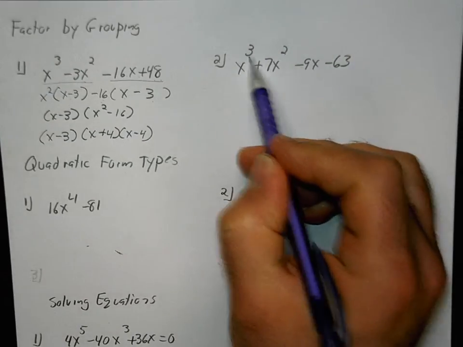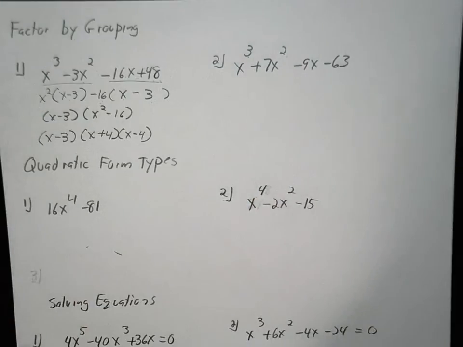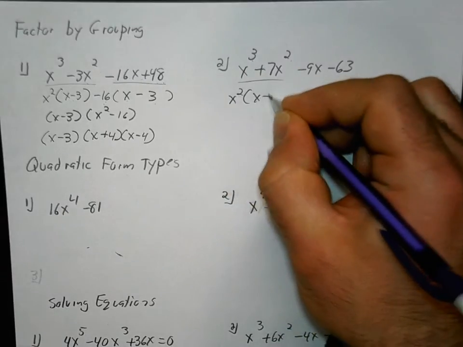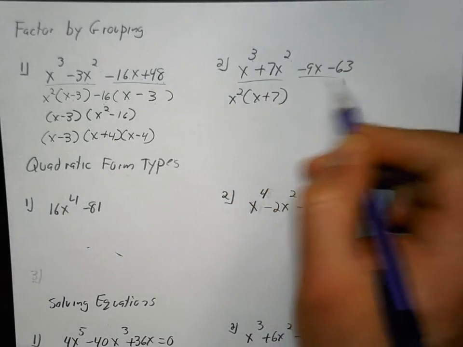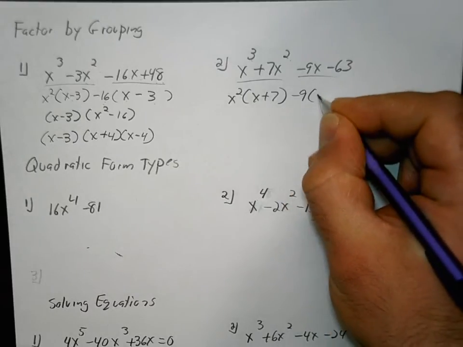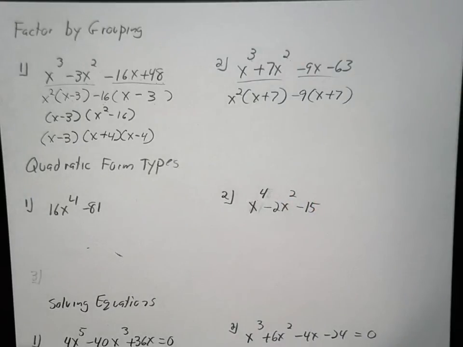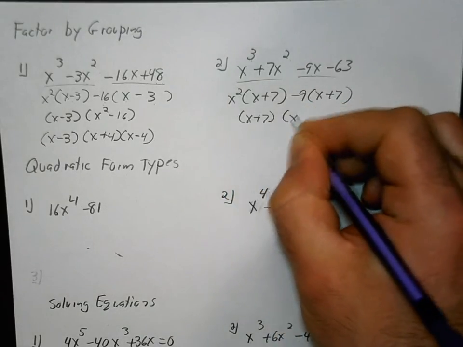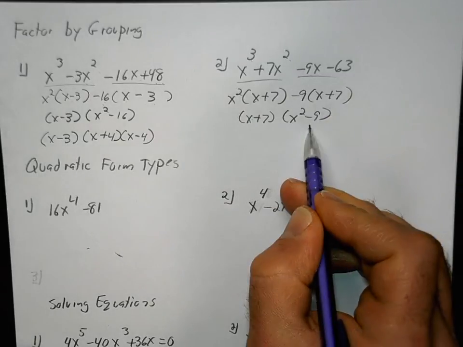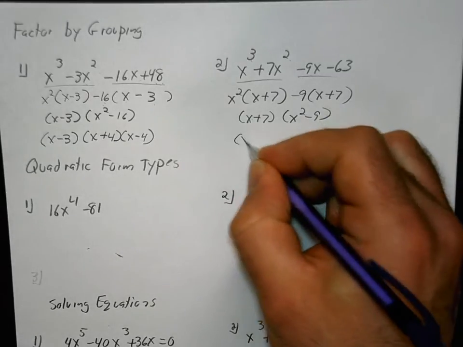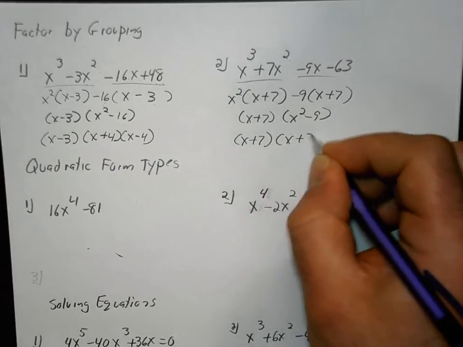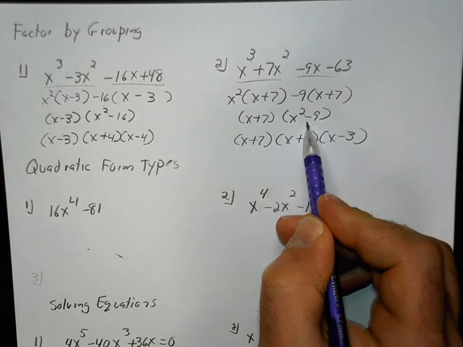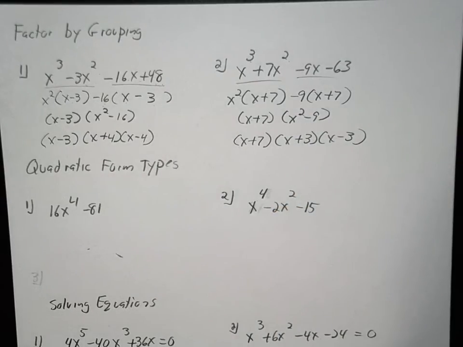Let's try this one. An x cubed, an x squared, an x, and a constant. So think factoring by grouping. Factor out an x squared here. x plus 7. What factors out of these? Negative 9 does. That leaves me with another x plus 7. And then factor the x plus 7. And then we have the x squared minus 9. And again, I get a difference of squares. Plus 3, minus 3. Now every time we do this, we don't always get a difference of squares. It just happened to work out that way in these two problems.